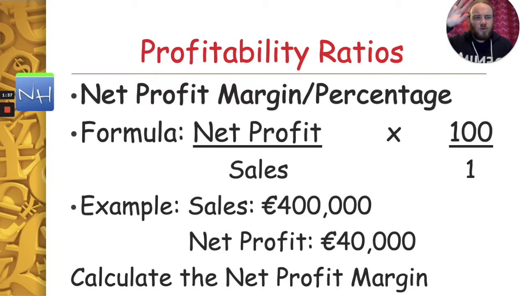Remember the idea of gross pay is before deductions and net pay is after deductions? It's kind of the same idea here. Gross profit is our profit before we take away the costs of running the business, and net profit is our profit after that. So in this question, we have sales of 400,000 and a net profit of 40,000.